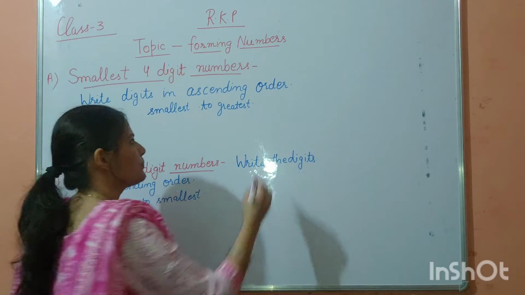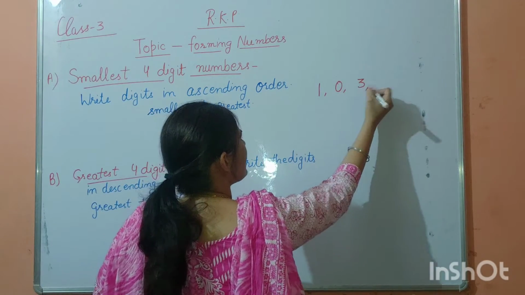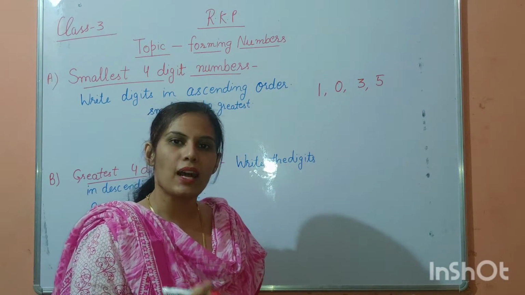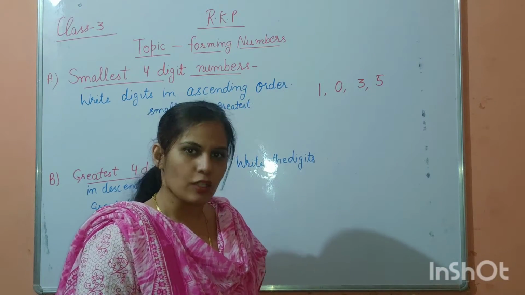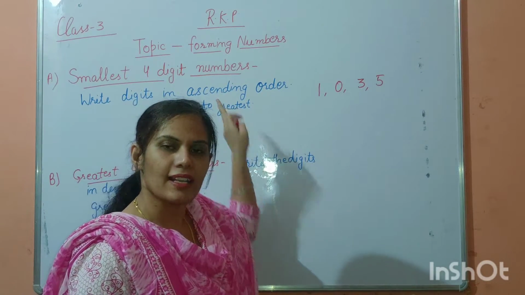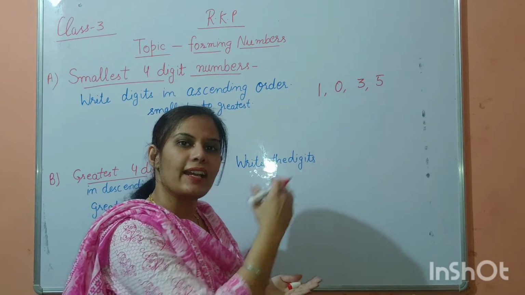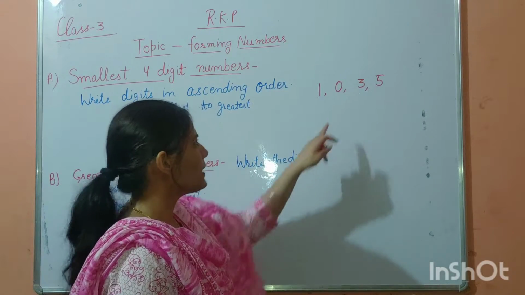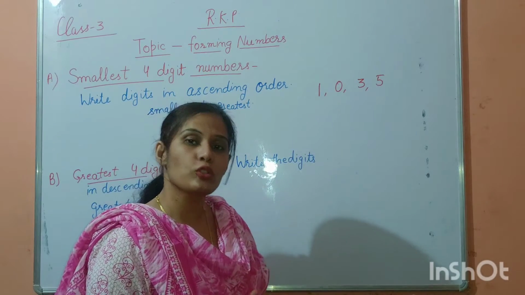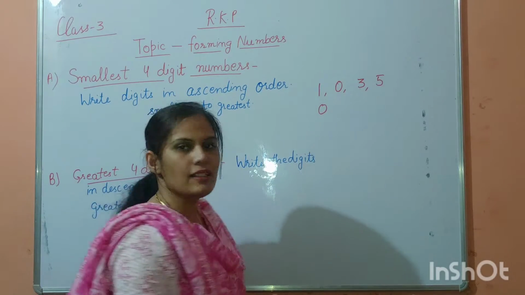Let's have an example. Like you are given some numbers 1, 0, 3, 5. You are given 4 numbers and you want to know the smallest 4-digit number. You know how to get it? Arrange the digits in ascending order. Means first the smallest number will come and at last the greatest number will come. So students, what is the smallest number in these numbers? 0. But as I told you, when 0 comes just before the number, it has no value.